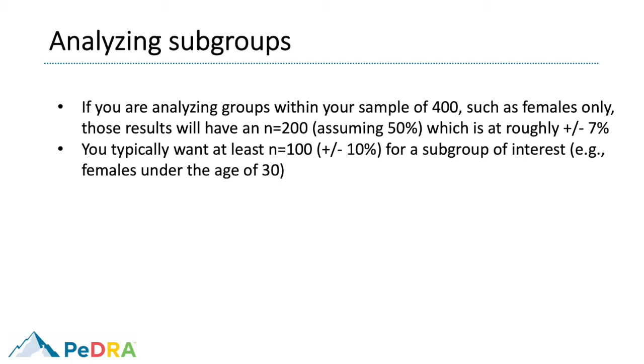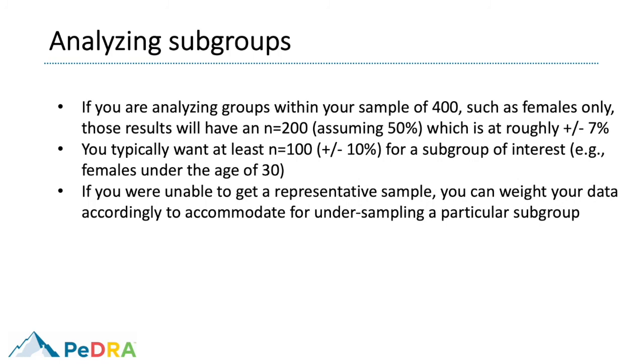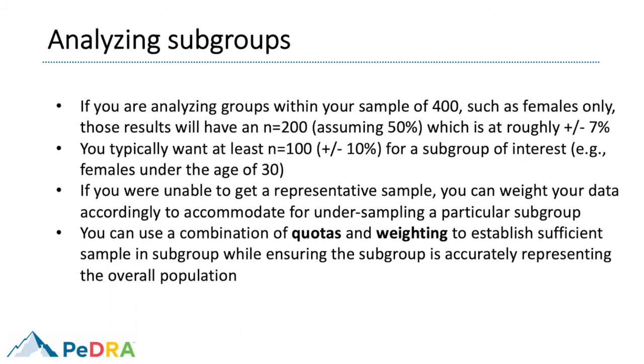If you're unable to get a representative sample while you are fielding your survey, you can weight the data in the analysis phase accordingly to accommodate for undersampling a particular group. You can use a combination of quotas and weighting to get just enough to study that group, for example, a quota of 100, but then use weighting to ensure that that 100 represents a true proportion of the population.